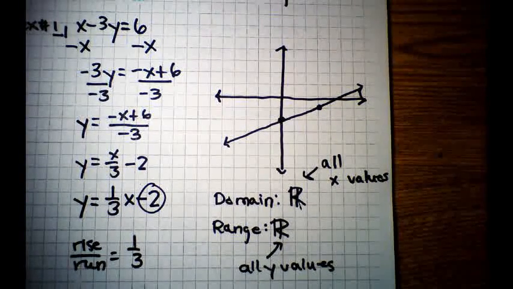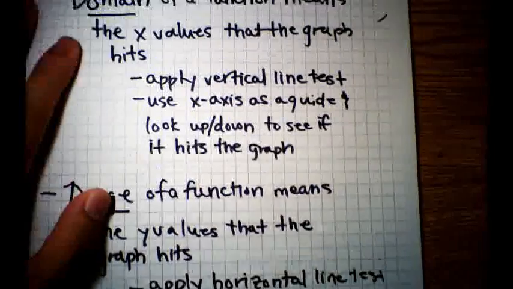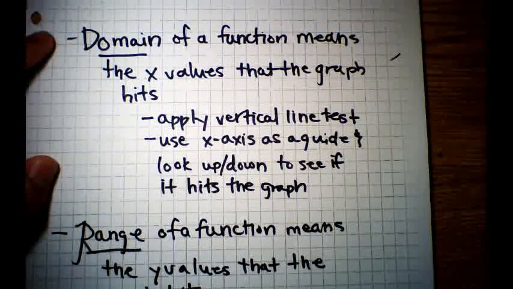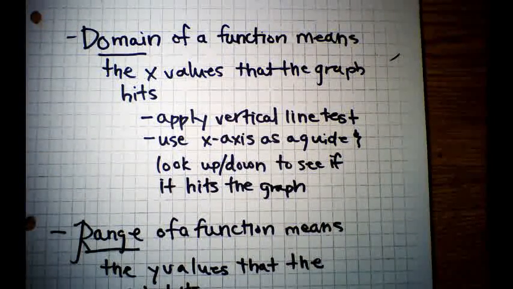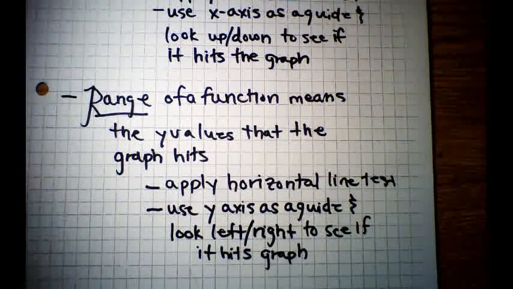Okay, domain: all x values it hits. The range: all the y values it hits on this graph. So again, for domain, we're going to apply the vertical line test and use the x-axis as a guide, and then for range we're finding the y values, so we're going to do the horizontal line test and use the y-axis as a guide for this.